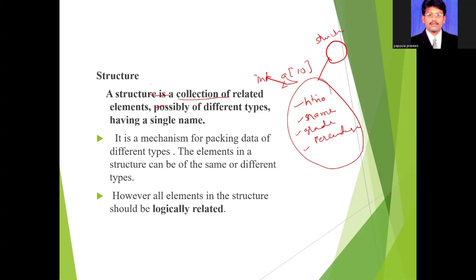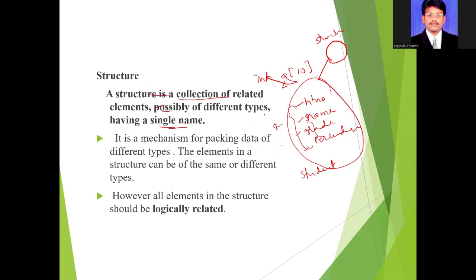What is the single name here? Now these fields all belong to student, so I want to use student. What fields does student have? Hall ticket number, name, grade, percentage. So that is a single name. It is a mechanism for packing up data of different types. The elements in a structure can be of the same or different types. That depends on the task.